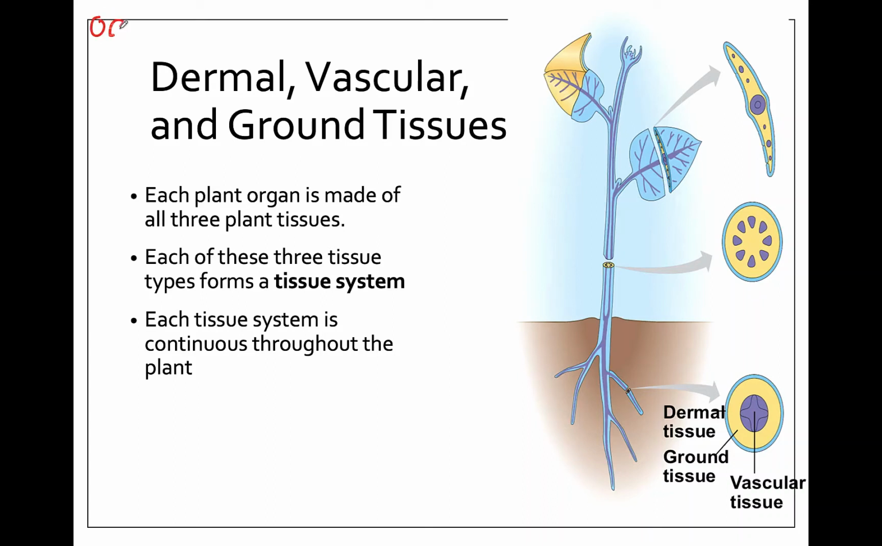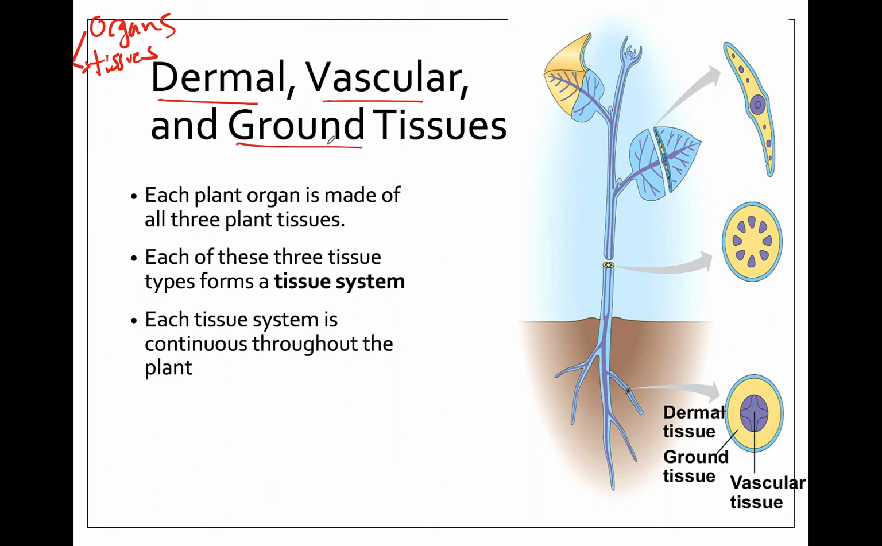So we talked about organs, and now we're going to take one step down the hierarchy of organization to talk about tissues, right? So organs are made up of different tissues. Plants have three different types of tissues. They have dermal, vascular, and ground.